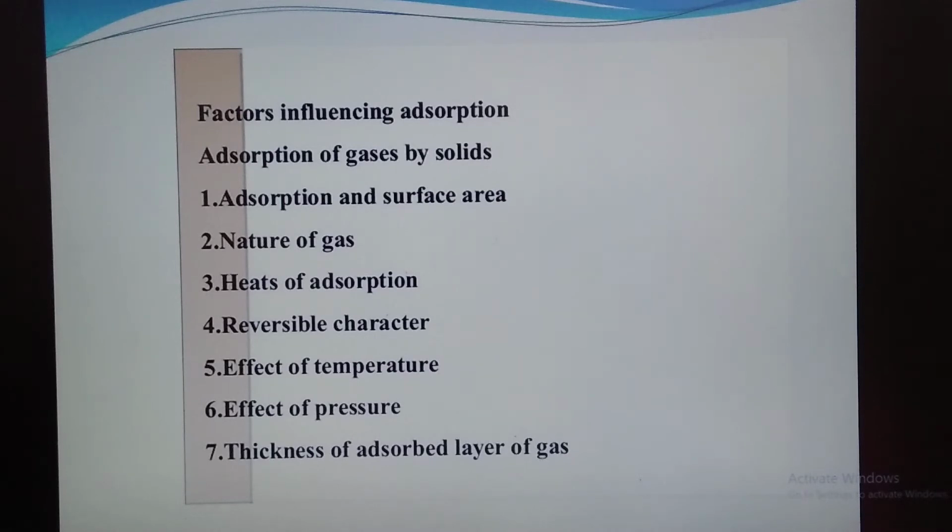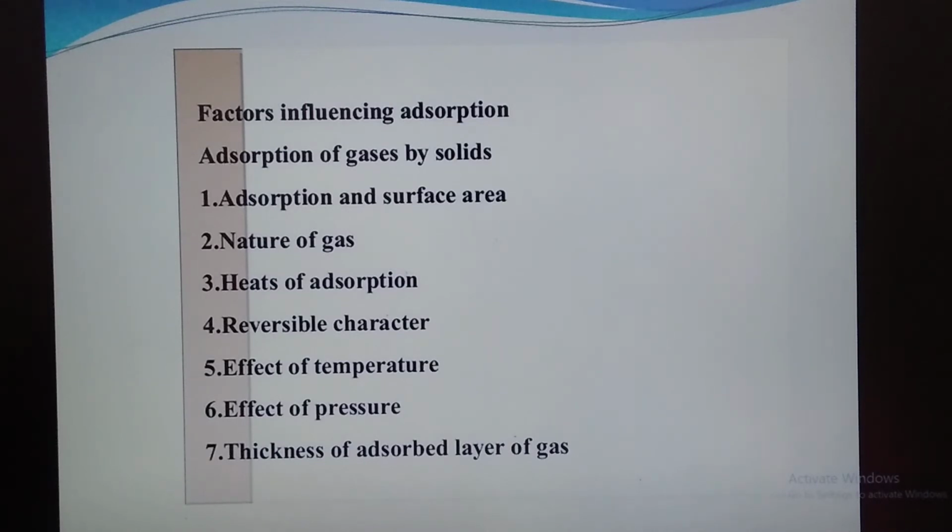Absorption and surface area, in the first point we are going to see this. Since adsorption is a surface phenomenon, we know that the extent of adsorption depends upon the surface area. This had been told before itself. Adsorption does not depend only on the nature of the gases, it also depends upon the surface area. The greater the surface area, greater is the adsorption.